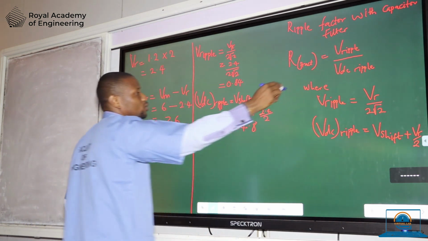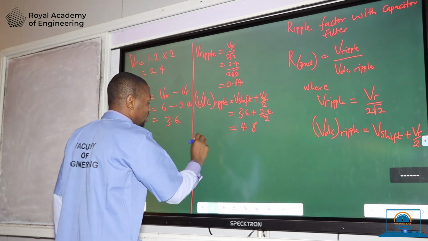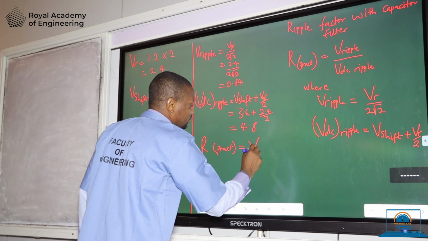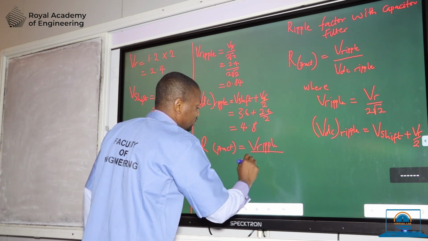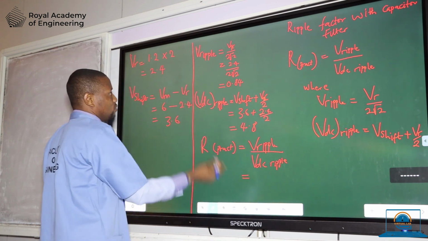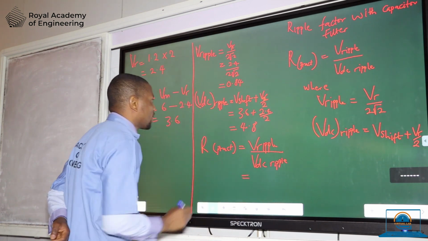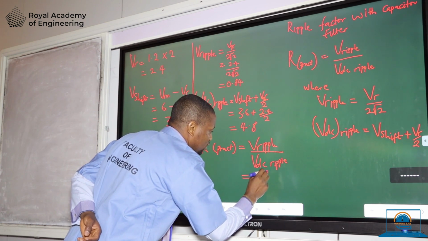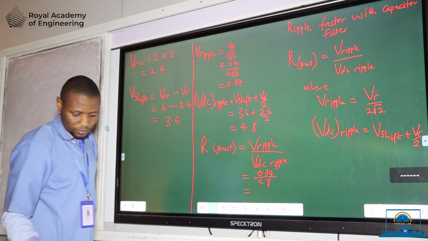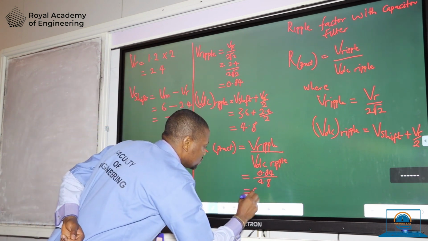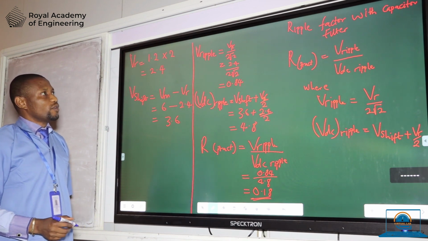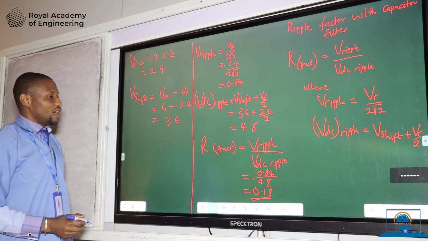The practical value in which we are most interested to calculate is r practical, which is V ripple all over VDC ripple. We have the values above. We input the values, which we're going to have 0.84 divided by 4.8. This leaves us with 0.18. 0.18 is the value we are having as our ripple factor when we have the capacitor filter added to it.